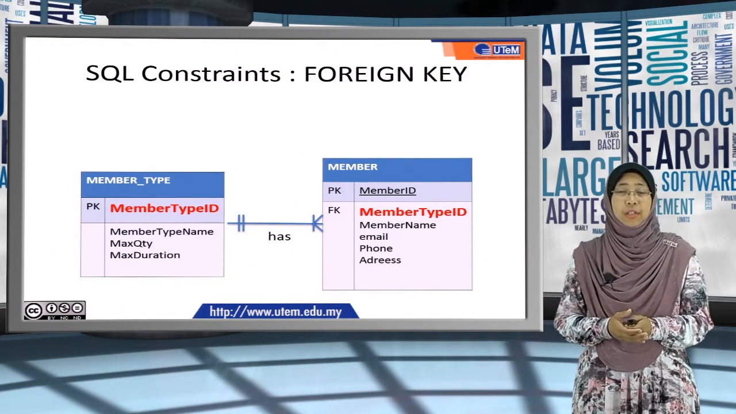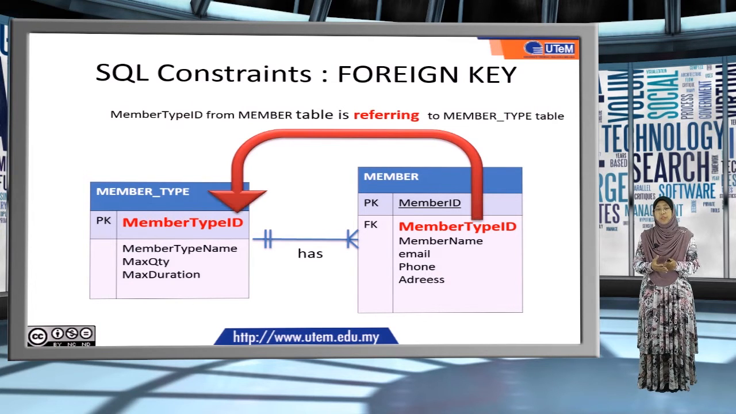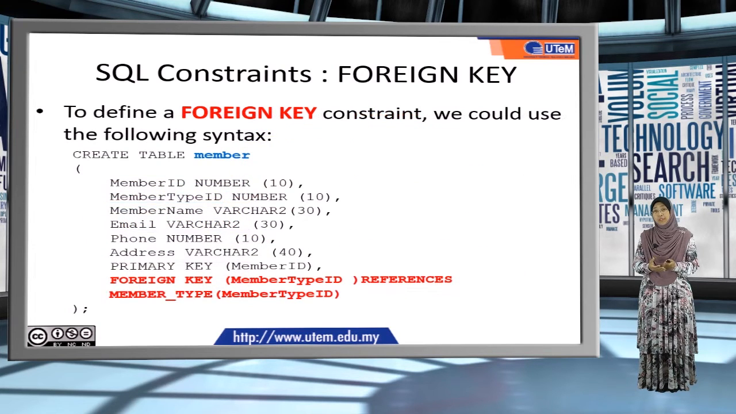When we want to create a relationship between tables using SQL, we need a foreign key to represent the relationship. The ER diagram shows that member type ID is a foreign key in the member table. This means the value of member type ID in the member table is referring to the values of member type ID in the member type table. To declare a foreign key constraint in the member table, we simply write foreign key followed by the column name member type ID in brackets, then followed by the word references to the member type table, and end our code with a semicolon.